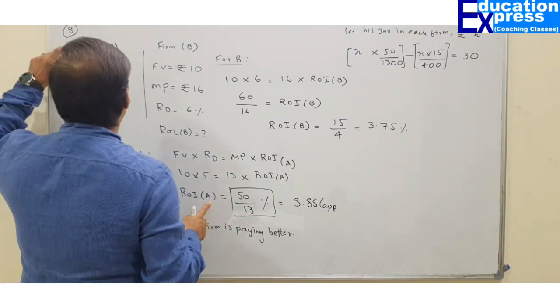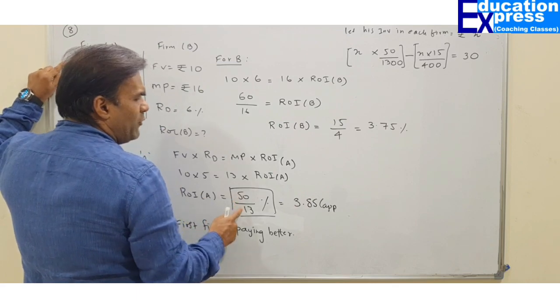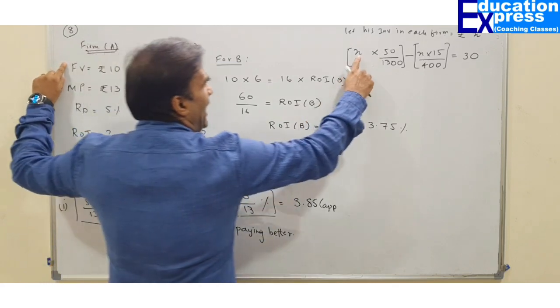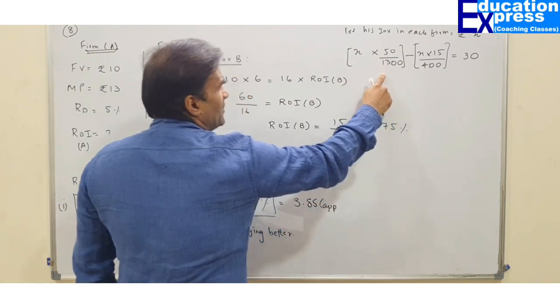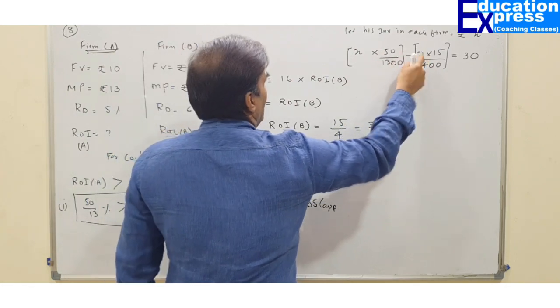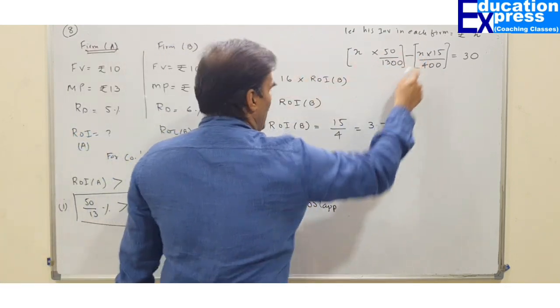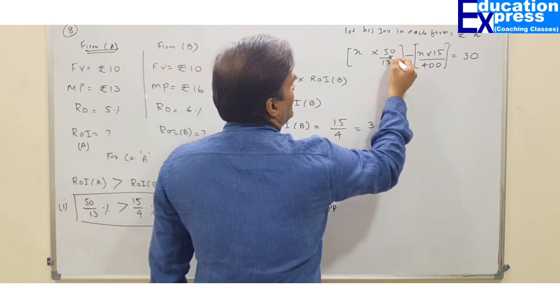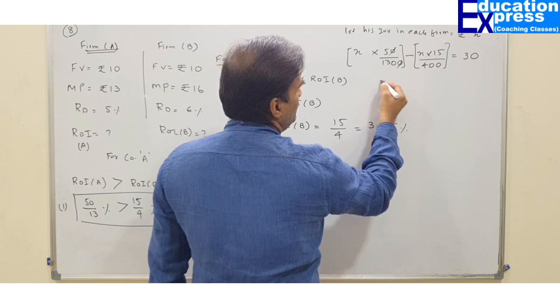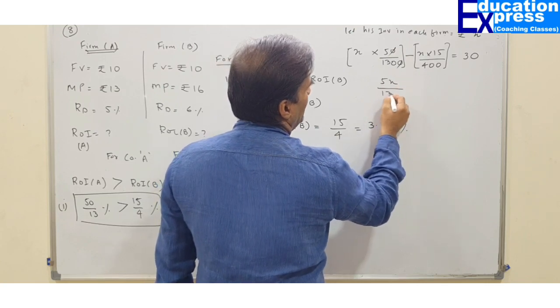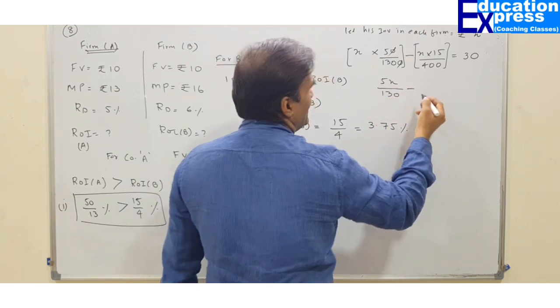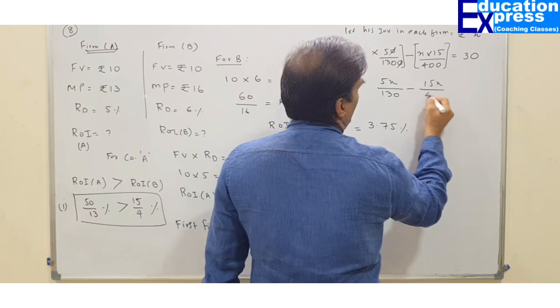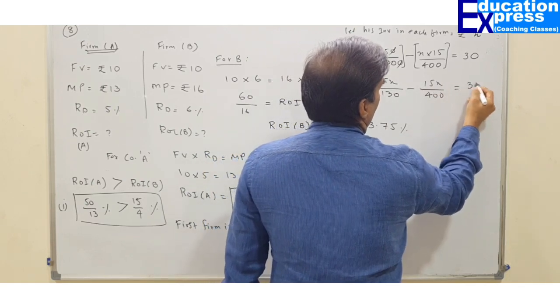That means whatever I invest, I'm going to get 50 upon 13% on my investment. I invested X, so 50 upon 13%. In the second company, I invested X, so the return is 15 upon 4%. When you compare, what do you get? So 0 cancels 0. 5x upon 130 minus 15x upon 400 equals 30.